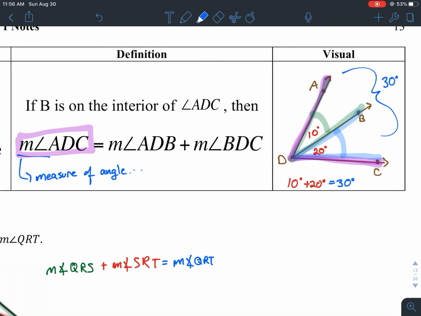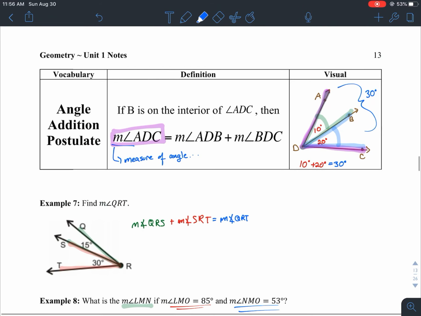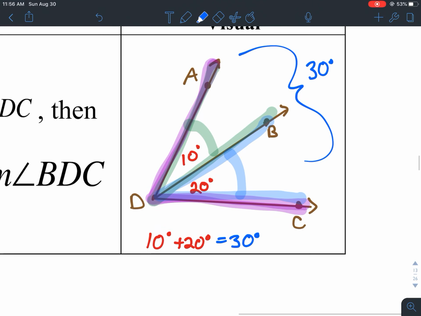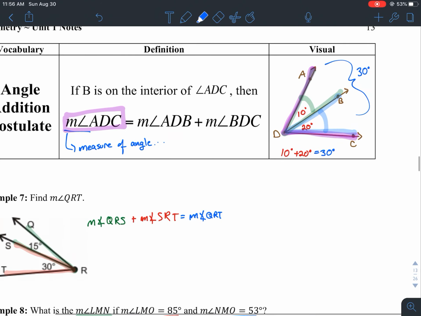So what this is saying is pretty much, and I like to call this, small chunk plus small chunk equals big chunk. So small angle green plus small angle blue equals bigger angle purple. So that is what the angle addition postulate states. If we were to have numbers to it, we would say 10 plus 20 equals 30, right? If a small angle is added to another small angle, it should give you the whole thing.